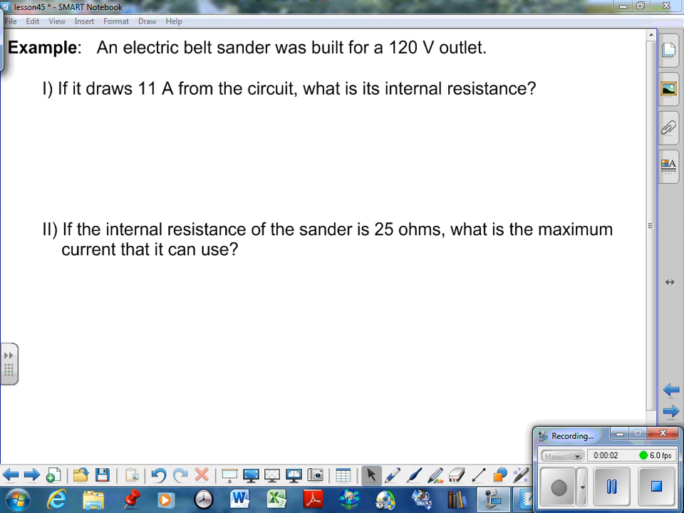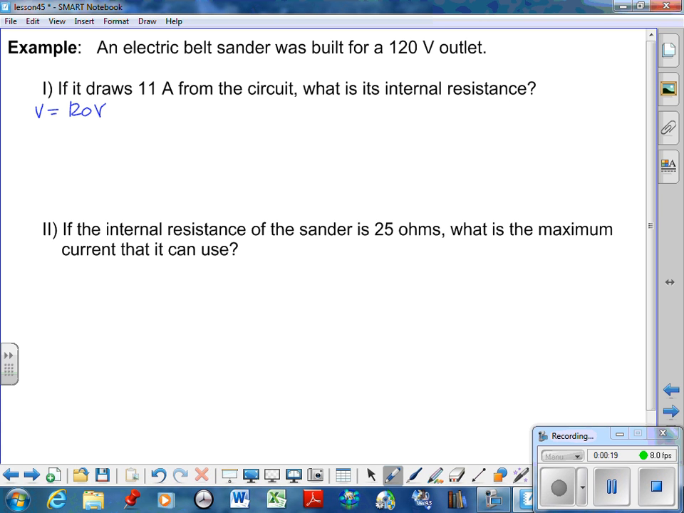So finishing up some examples then. An electric belt sander was built for a 120 volt outlet, so that plugs into your extension cord or into the wall for anyone that's used it. If it draws 11 amps from the circuit, what's the internal resistance? So again, we know the voltage, this is just decoding.